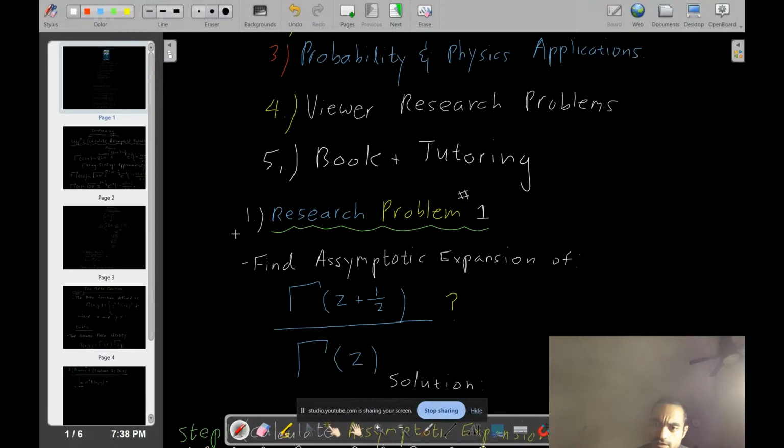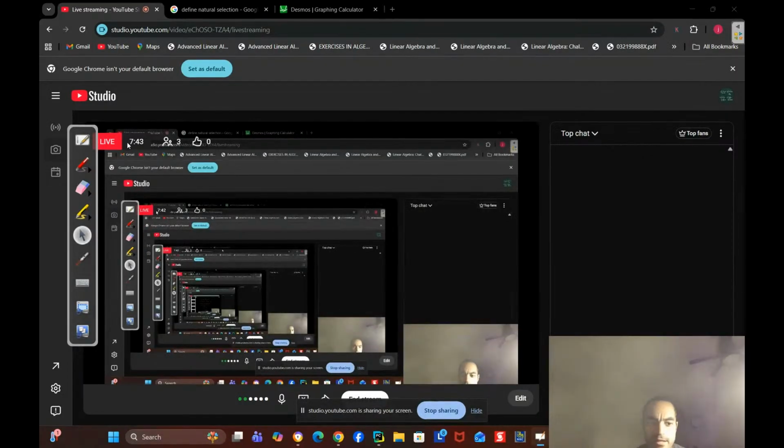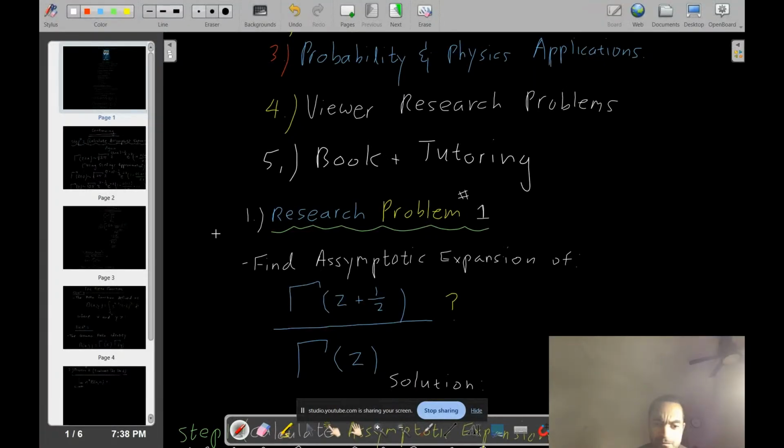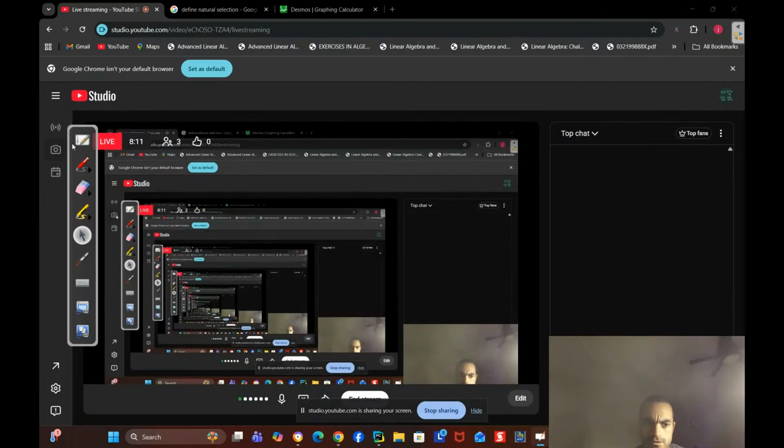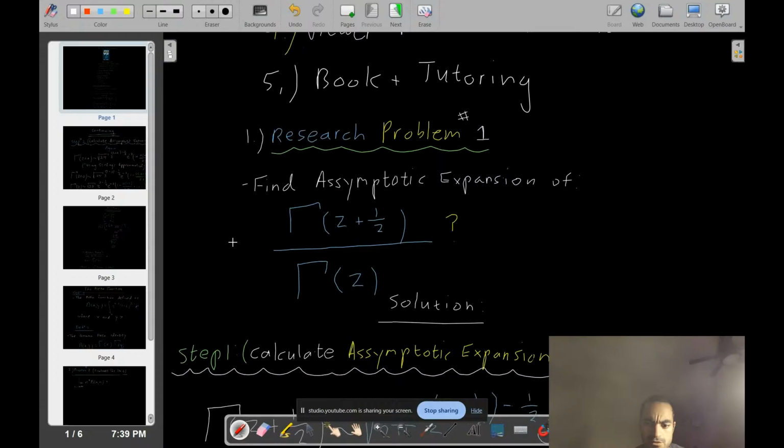So what is an asymptotic expansion? Does anyone know? Anyone in the chat know about asymptotic expansions? Put thumbs up in the chat if you do. If you're not familiar, I can give you some background. Let me see if anyone's in the chat answering. Right, so asymptotic expansions.